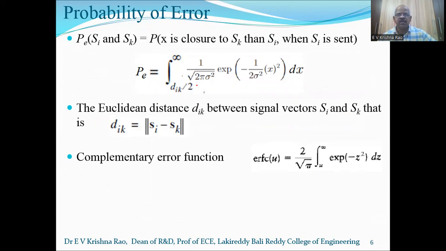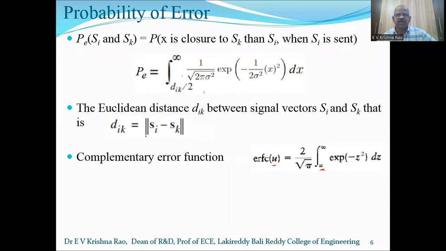So if you simplify this function to express it in the complementary error function, where the complementary error function is a decreasing function, the exponential integral from u to infinity of e power minus z square dz. This is the complementary error function. So 2 by root pi sigma, integral from u to infinity of exponential minus z square dz. This is the complementary error function of u. So this is the lower limit we take.